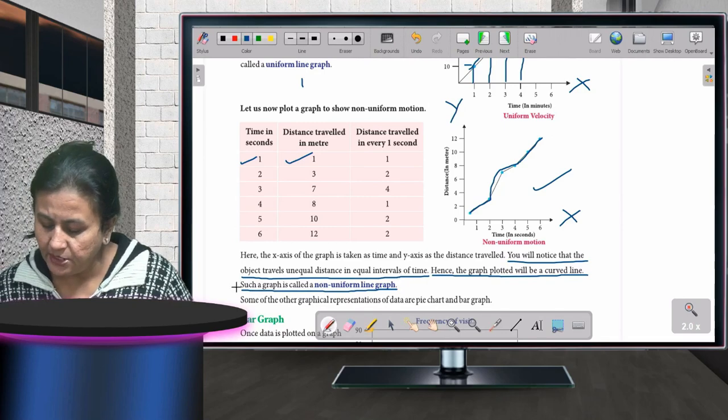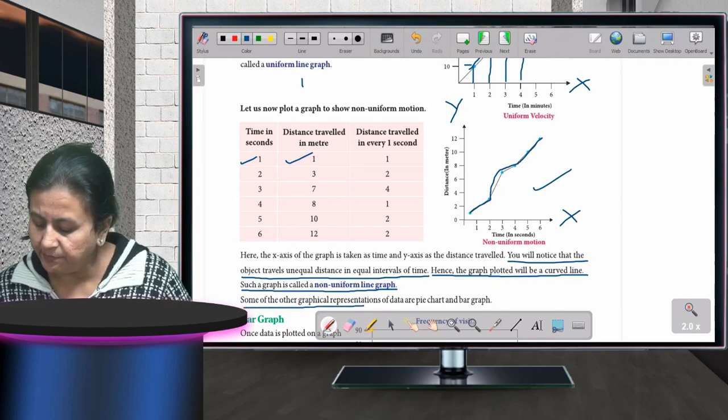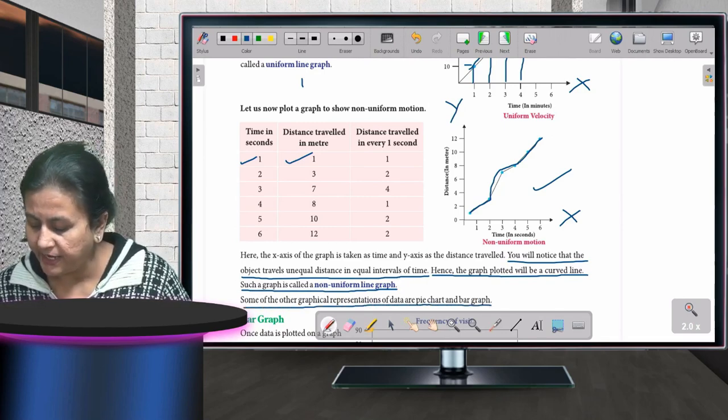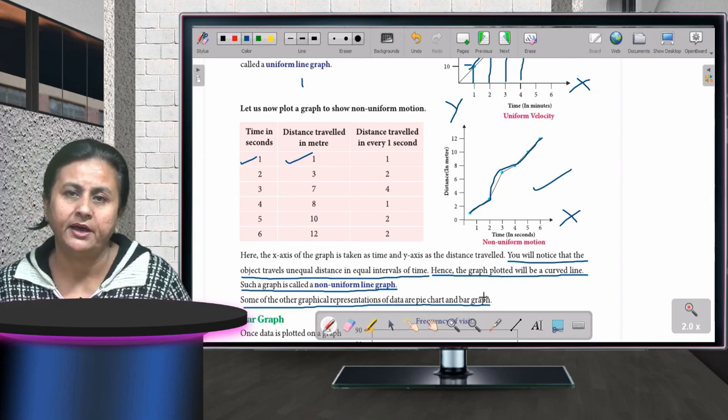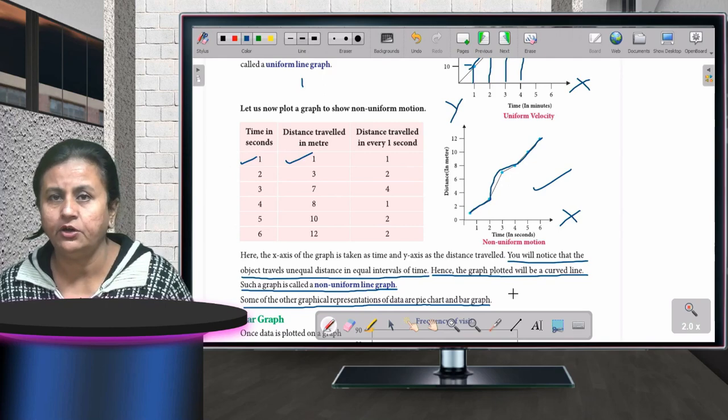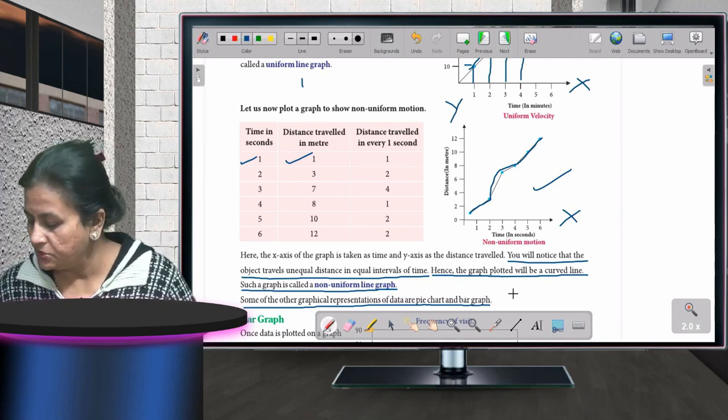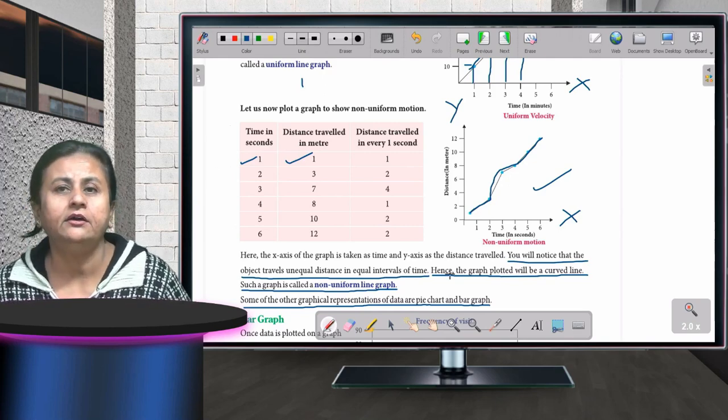Fine, children? Some of the other graphical representations of data are the pie chart and the bar graph. You must have heard about pie charts and bar graphs in your math. So, children, I think this is all for today.